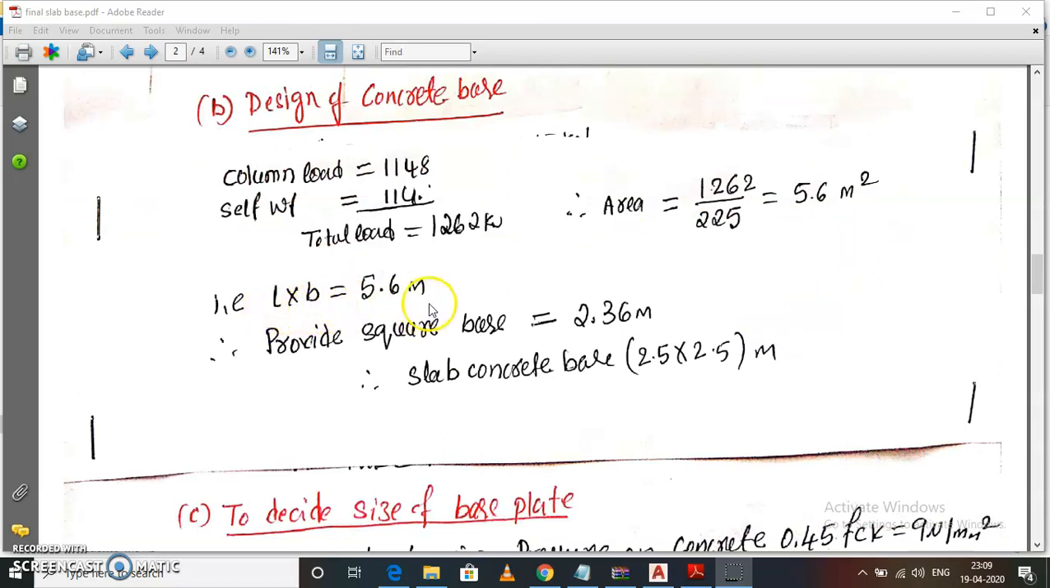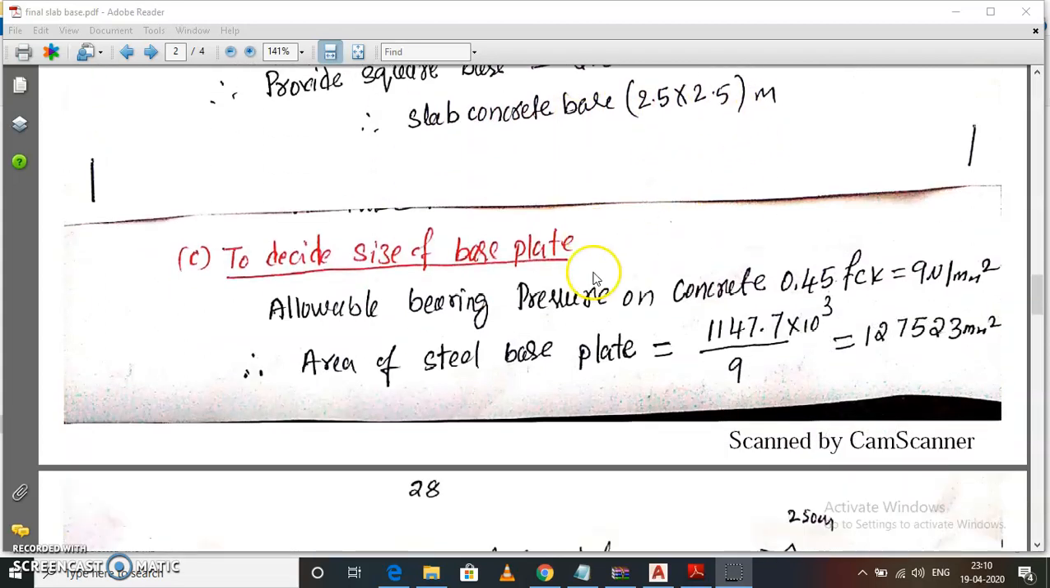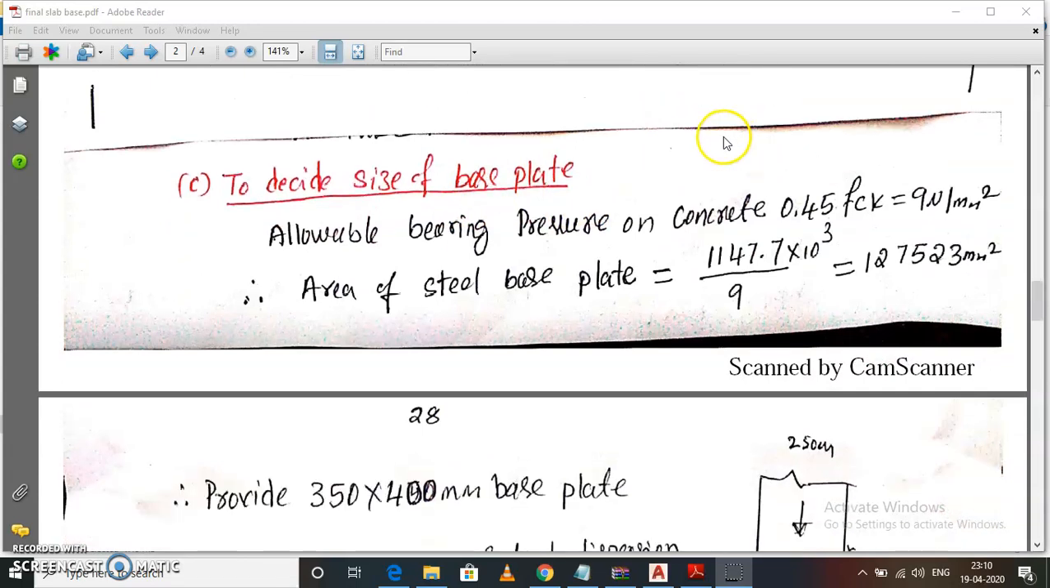Length into width is equal to 5.6 meter. Therefore, provide a square base, that is equal to 2.36 meter. So if you take a square foundation, that also to be 2.36 meter. So here I have finalized a 2.5 by 2.5 meter slab base. That is the size of the concrete base: 2.5 meter by 2.5 meter.